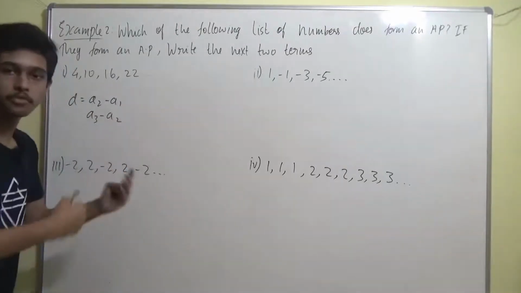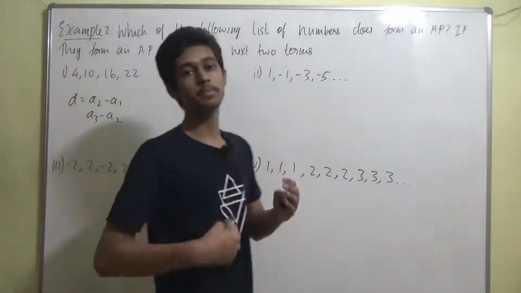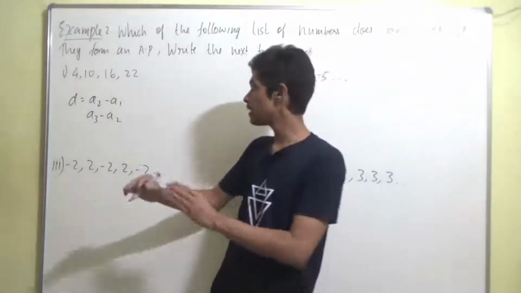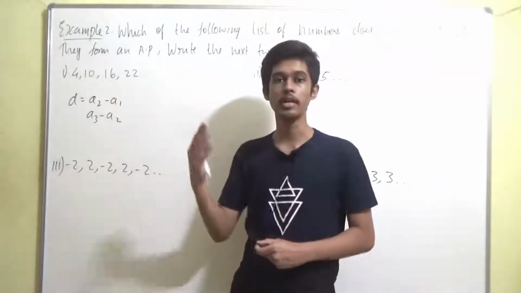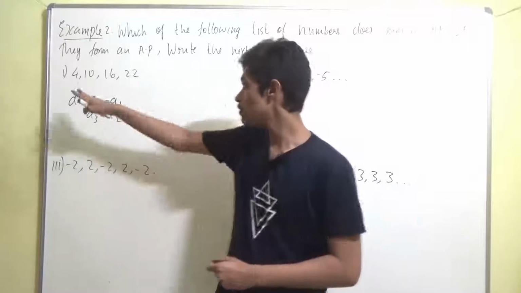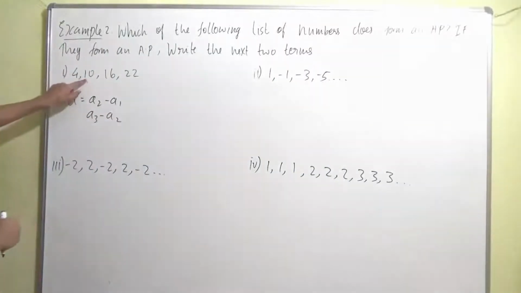So basically it's the difference between a successor and a preceder, right? The succeeding term minus the preceding term gives you the common difference, and that should be the same throughout. Then we'll call it an AP. So now if you see in this sequence, guys, for example, let's do A2 minus A1.